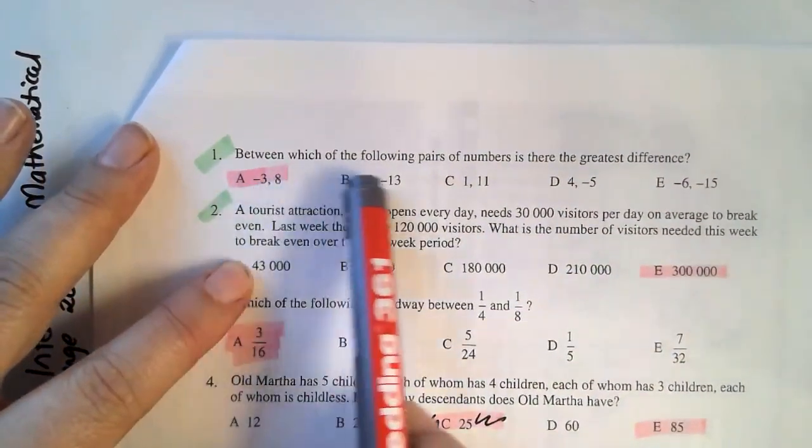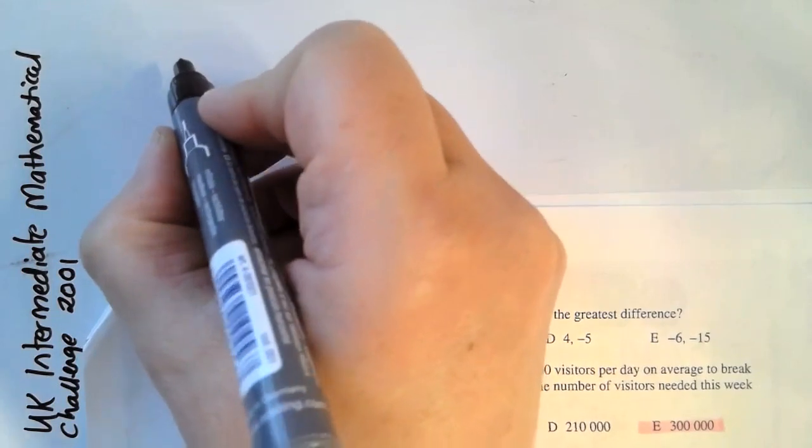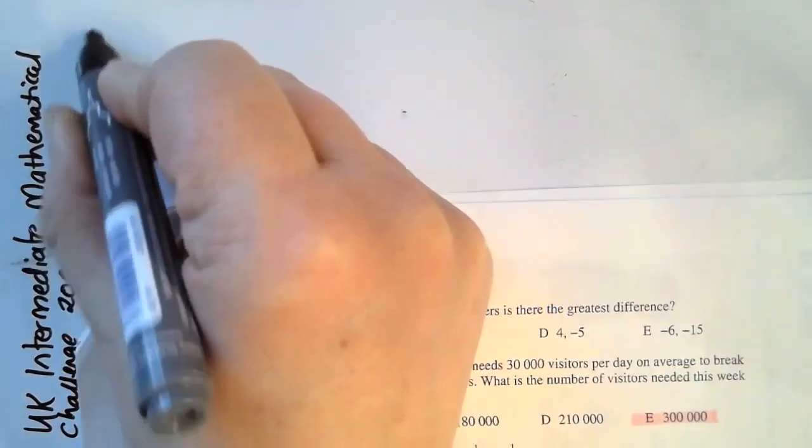Let's go on to question 1. Between which of the following pairs of numbers is there the greatest difference? We need to deal with each of them. So this is question 1.